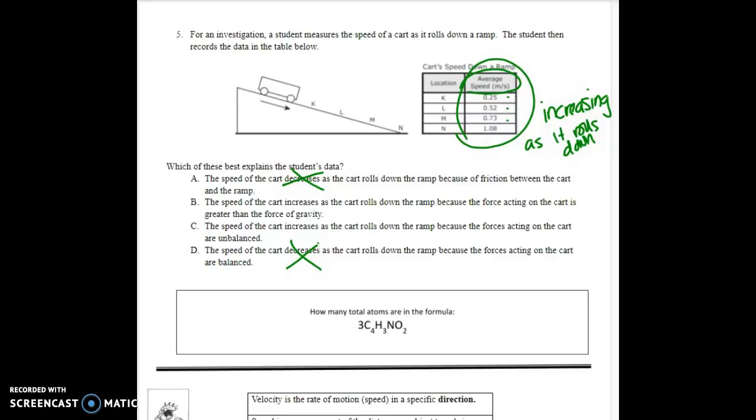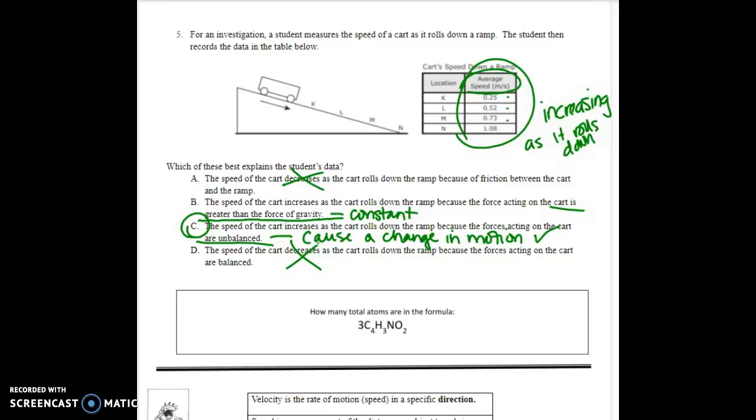So it's all the same until it gets to, because the force acting on the cart is greater than the force of gravity, or because the forces acting on the cart are unbalanced. Well, what do we know about, first of all, gravity is a constant. And what do we know about unbalanced force? Unbalanced forces cause a change in motion. And is this a change in motion? Absolutely. So the correct answer is going to be C.